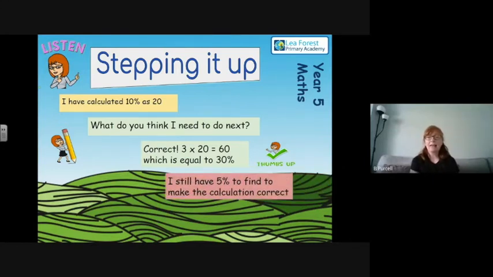Okay, I still have 5% to find to make the calculation correct. So basically what I've done is I have taken my 35%, I've put the 5 to one side for a moment and concentrated on the 30%. I then found 10% first because that's easily done. And then I've multiplied it by 3 because 10% is one lot of the amount. But I want 30%, so I want 3 lots of the amount. So now I'm going to bring the 5% back into the calculation.